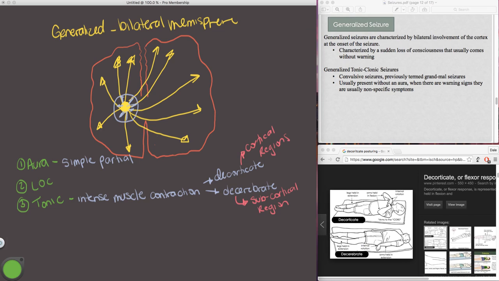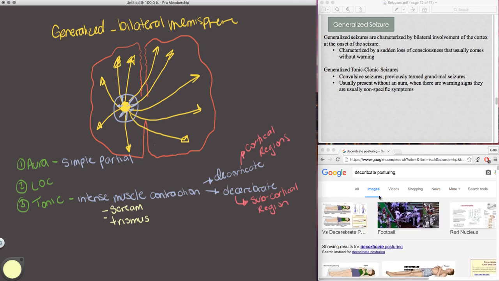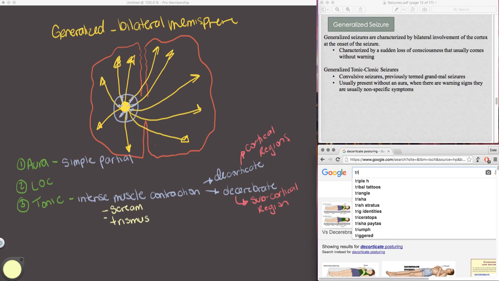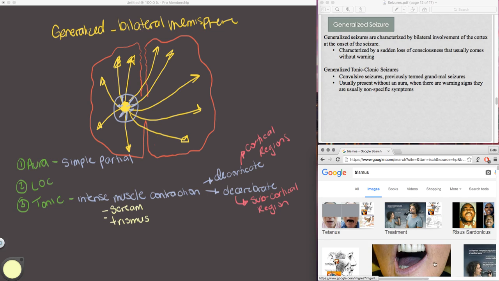Other signs and symptoms we can expect to see with someone in the tonic phase is you may hear them yell out or scream. That's as air is being forced out of the lungs. You also may see trismus of the mouth, which is basically a tightness of the jaw, where the patient clenches down with their teeth. You can think about the issues associated with that: now we've lost a potential airway.